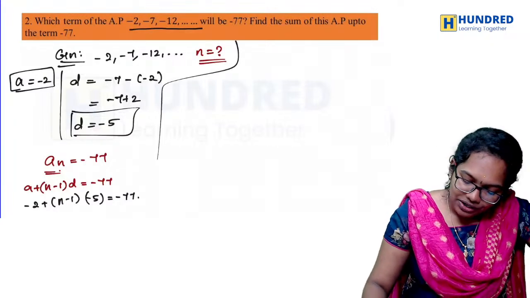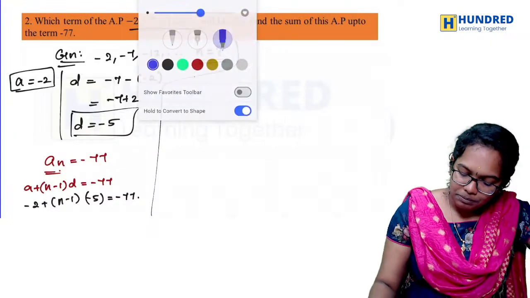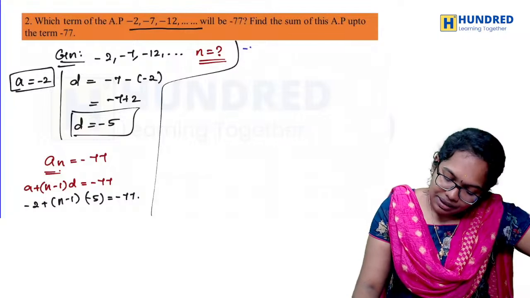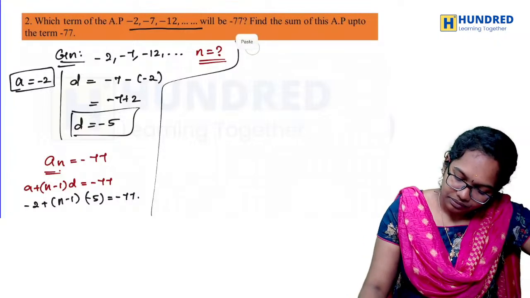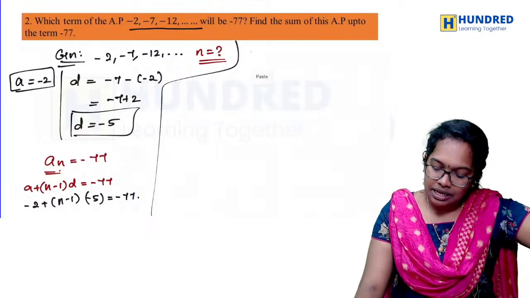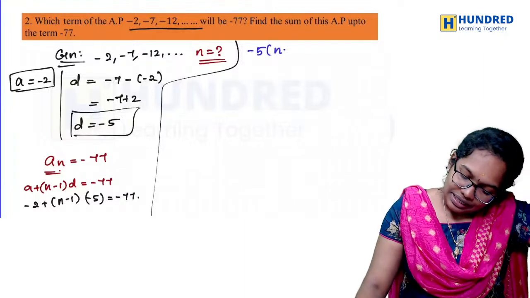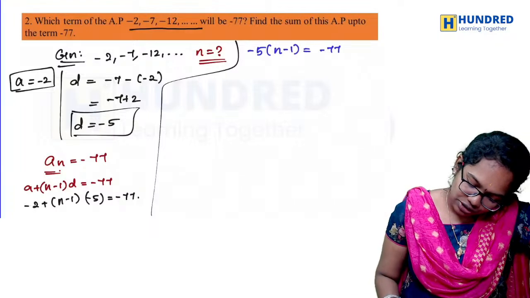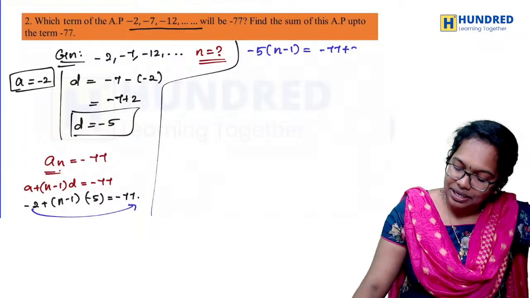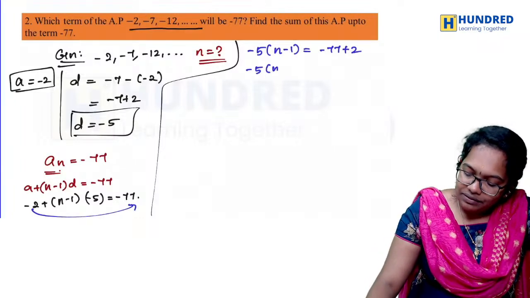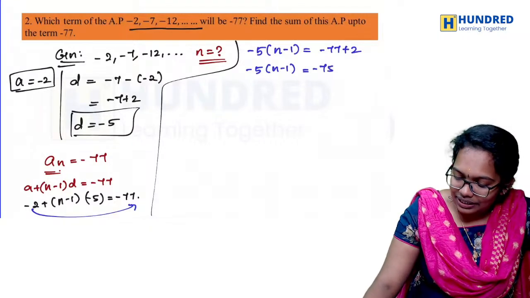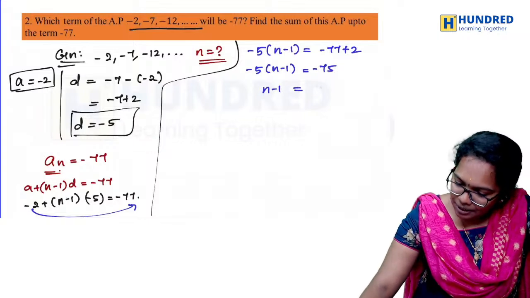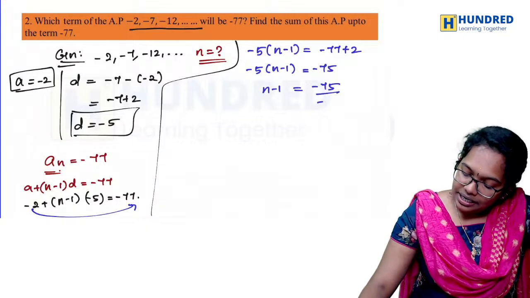So now what we are going to do is simplify this so that you will get the value of n. On the left-hand side it will be −5(n − 1) = −77. This −2 going to the other side becomes +2. So −5(n − 1) = −75. So n − 1 is going to be −75 divided by −5.